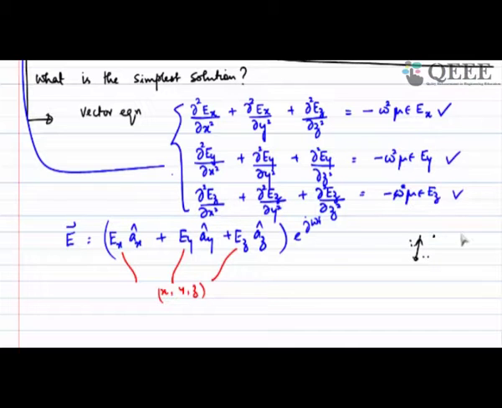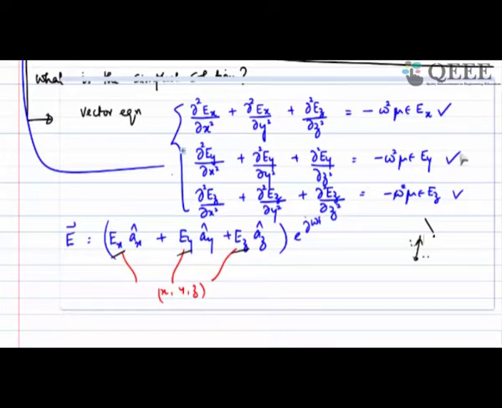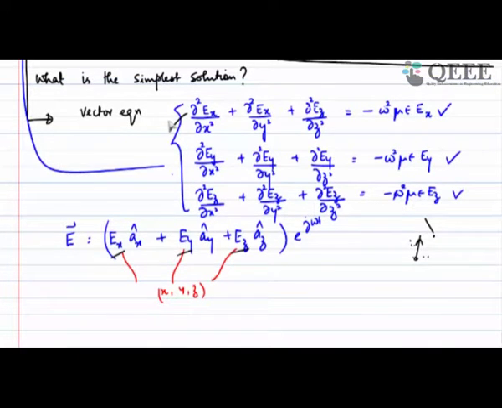When I go to the next spatial location, it's likely that my Ex is changing, Ey is changing, Ez is also changing, which means the vector can point in a totally different direction. That's all it says. And if I solve this first equation, it will tell me how Ex is changing as a function of space. How is the x component changing as a function of space? Similarly, y and z. That's all it means.